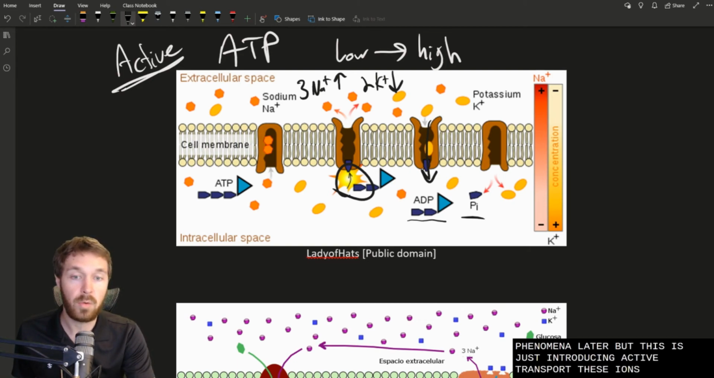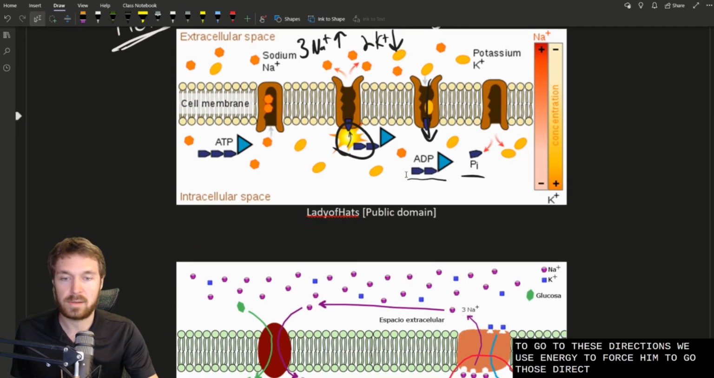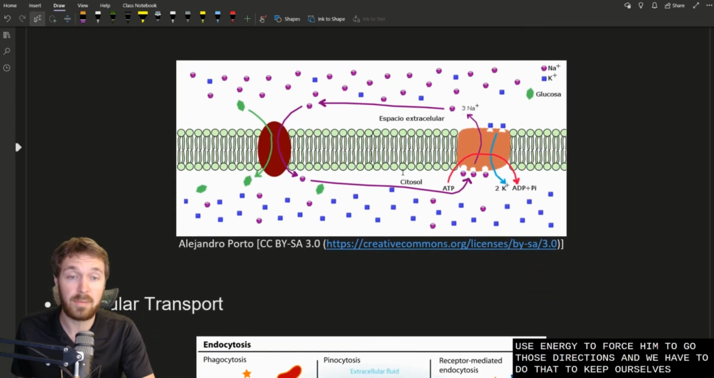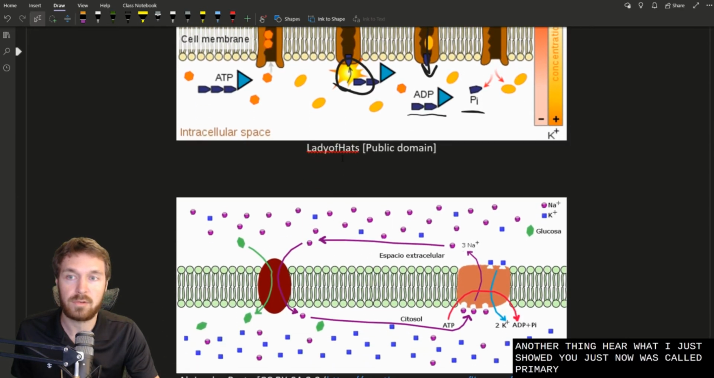These ions don't want to go in these directions. We use energy to force them to go those directions, and we have to do that to keep our cells stable. They're very important in things like our neuron cells. Now, what I just showed you was called primary active transport.